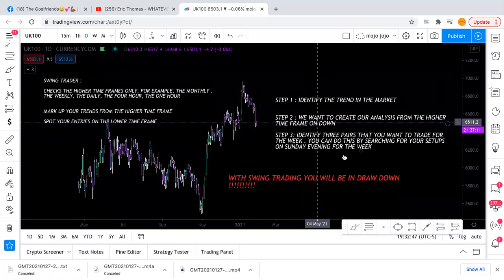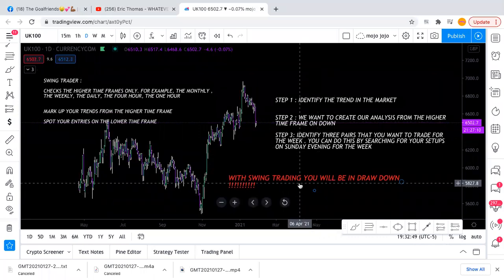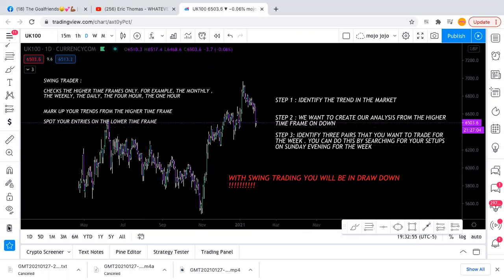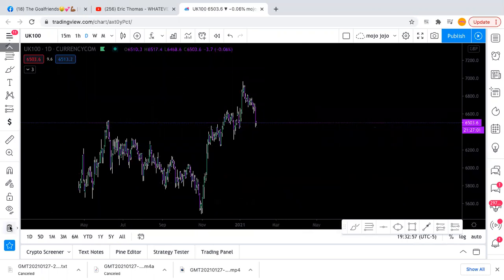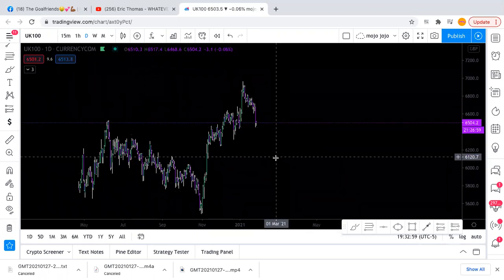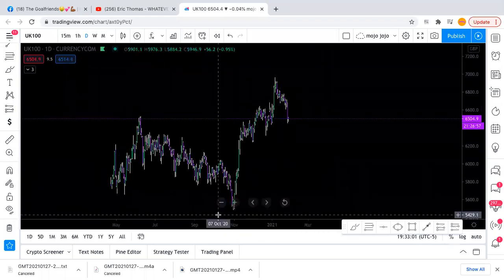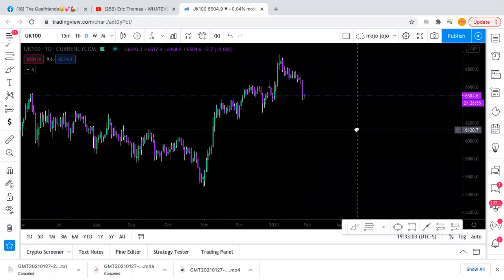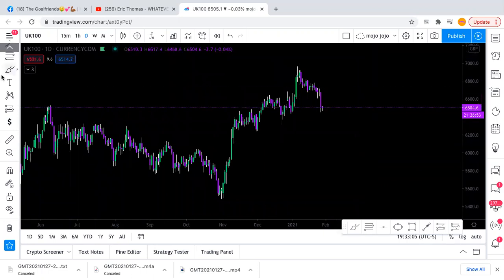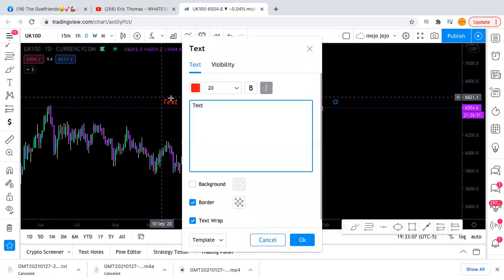Okay. So with swing trading, excuse me, you will be in drawdown. Red is the new blue. Get used to it. Okay. Now, scalp trading. Or actually, no, we've got to mark up the charts, right? So here are some more notes that I want you guys to jot down. This is how you do analysis. Okay, three things that you want to pay attention to.